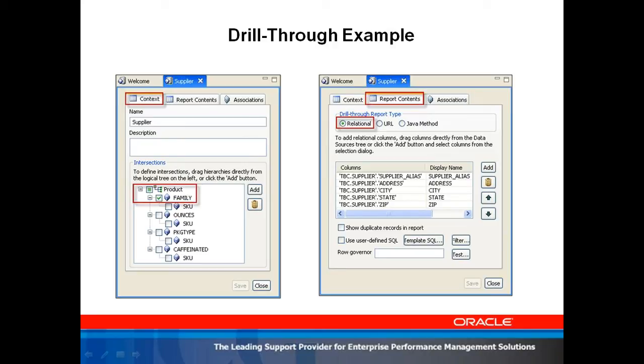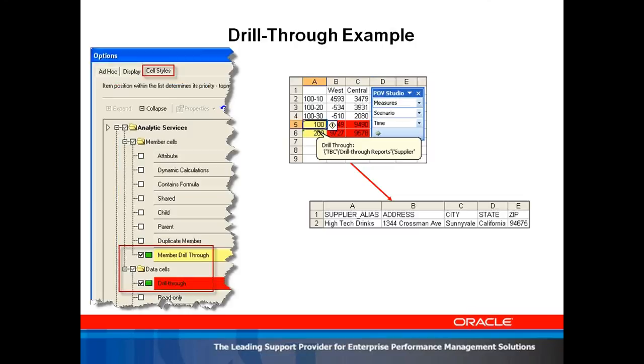Then, using the Smart View Cell Styles option for the Essbase Studio drill-through, there is a pop-up comment that displays information about the drill-through when the cursor is placed on the cell. The pop-up notifies you of the drill-through capability for that cell. The Associations tab, which is not shown here, is used to select which Essbase models to associate with this drill-through report. So you can specify multiple models for this one drill-through report.